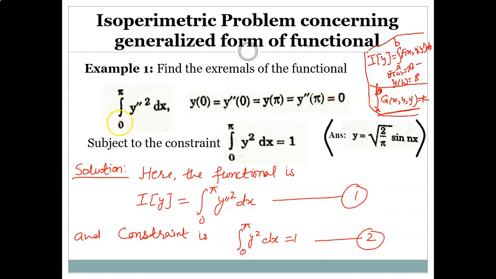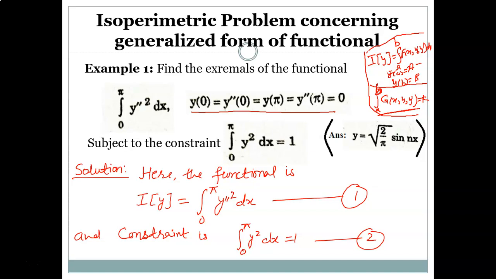So in this case we are considering the case where the functional involves a second order derivative, y double dash. Over here boundary conditions are given and a constant is given, but the methodology will remain the same. The construction of the new functional will remain the same. The only thing that will change is the Euler equation. So in this case the functional is the integral between the limits 0 to pi of y double dash square, and the constant is this, and the boundary conditions are already there in the statement. So using these we solve this isoperimetric problem.